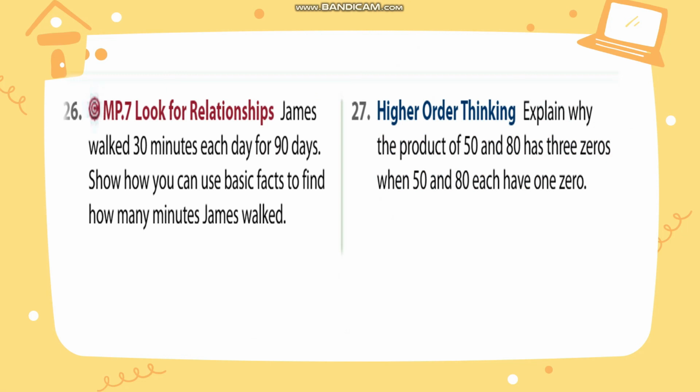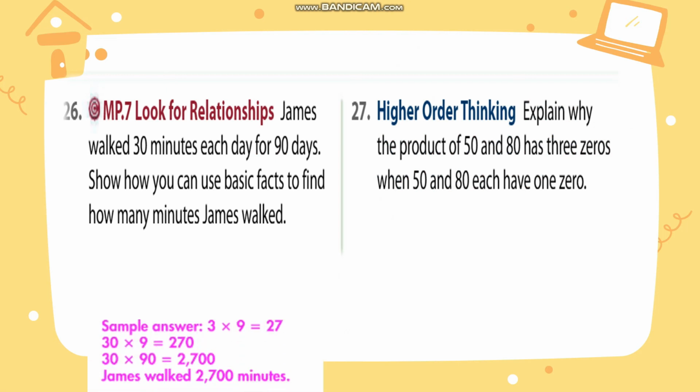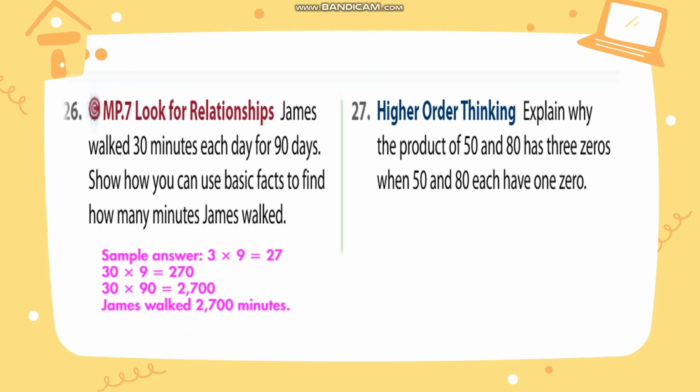Number 26. James walked 30 minutes each day for 90 days. Show how you can use the basic facts to find how many minutes James walked. So you just simply find the basic fact, which is 3 multiplied by 9, and that is 27. Then you need to add the two zeros. That's why the answer is, James walked 2,700 minutes.